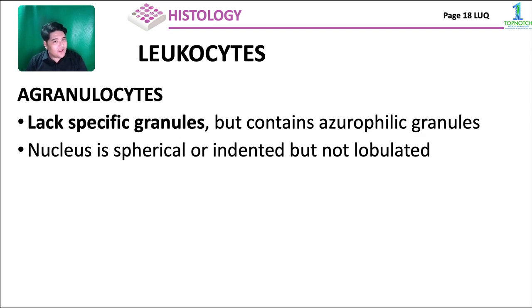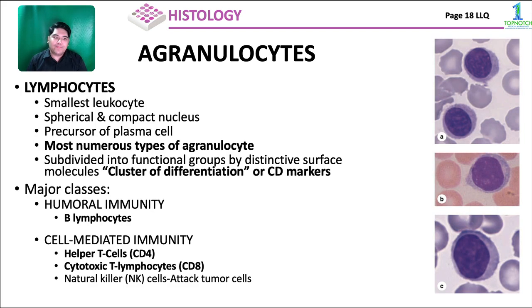Go! Let's move on to the agranulocytes. They lack specific granules, but as I said earlier, they contain azurophilic granules. The nucleus is spherical or indented, but not lobulated like your neutrophil and eosinophil. Let's begin with your lymphocytes. This is the smallest leukocyte. It has a spherical and compact nucleus.